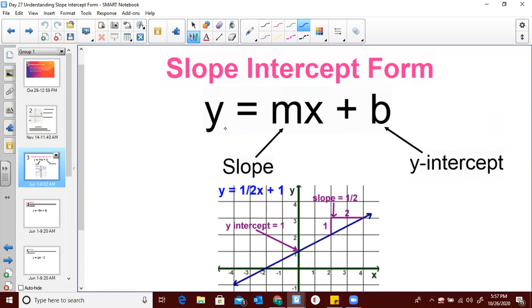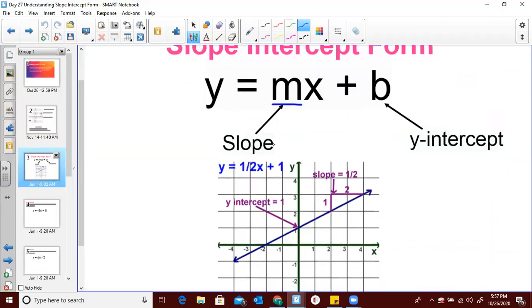And probably the biggest thing for today is to remember this linear function, the slope-intercept form of a line. And then we're going to talk about what the m is, which is slope, and the b is, which is going to be your y-intercept.